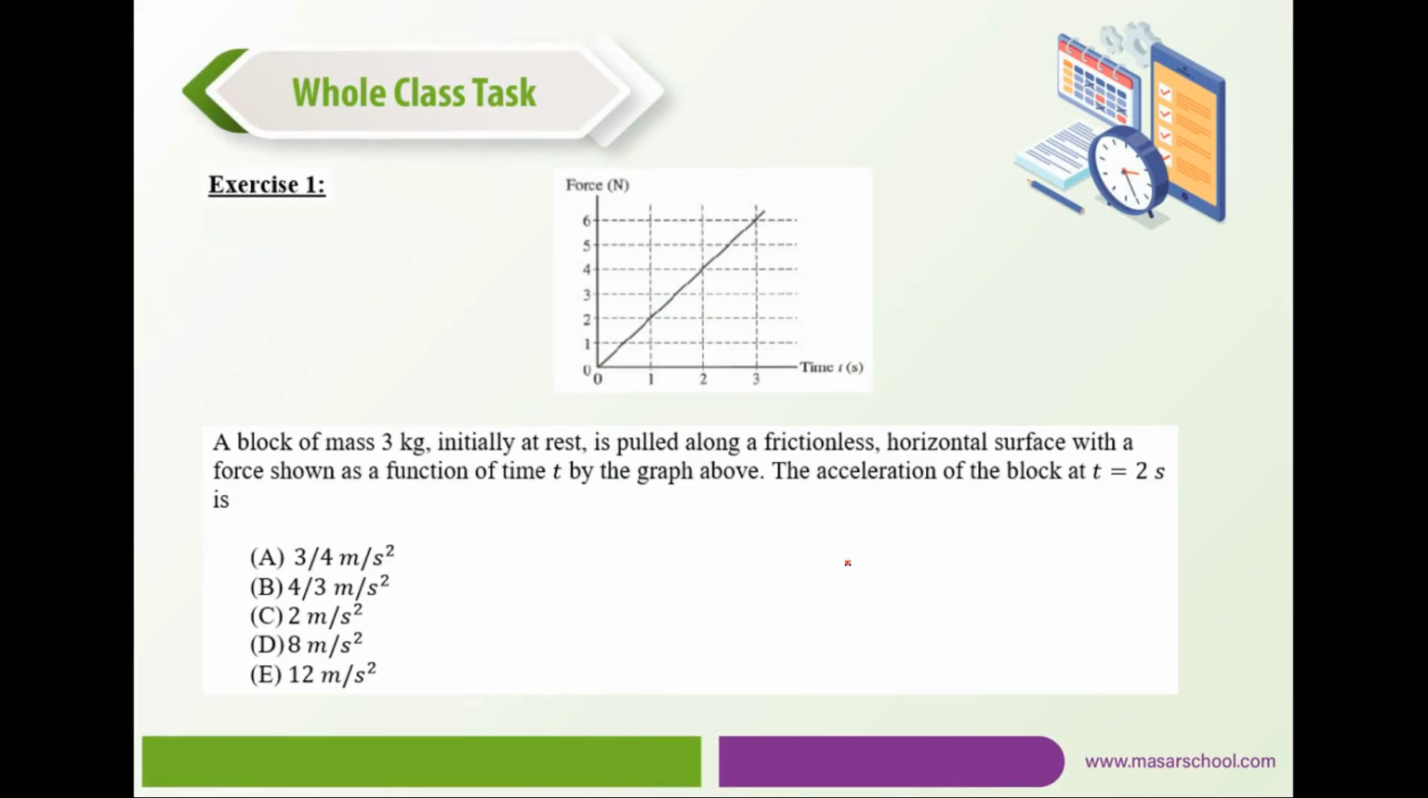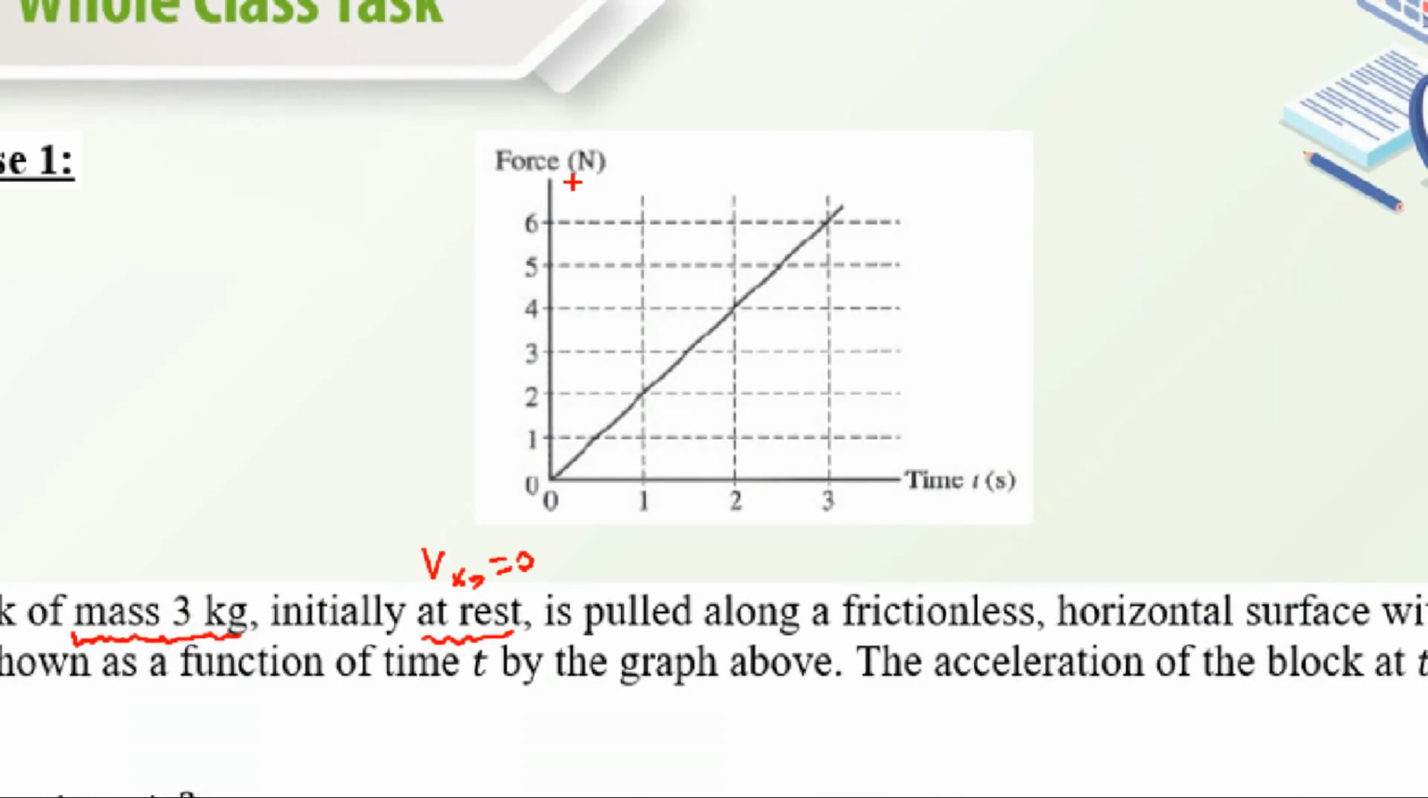And now we are ready to solve some exercises related to what we have explained previously. A block of mass 3 kilograms. Why at this stage is the mass important, unlike unit 1? Because Newton's second law is directly related to inertia, which is mass. Initially at rest, which means that the initial speed is 0, it is pulled along a frictionless horizontal surface with the force shown as a function of time t by the graph above. So in this graph, if we have the value of the force, we can determine the value of the time. If we have the value of time, we can determine the value of the force.